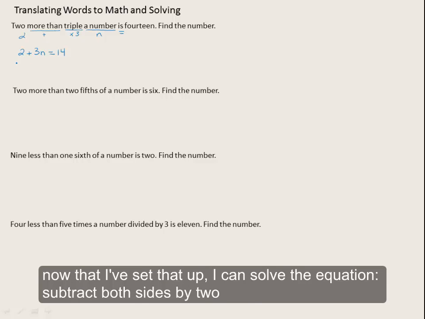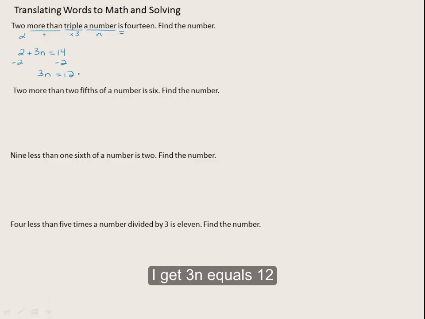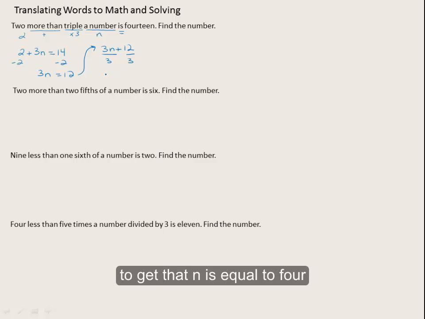Now that I've set that up, I can solve the equation, subtract both sides by 2. I get 3n equals 12. Divide both sides by 3 to get that n is equal to 4.